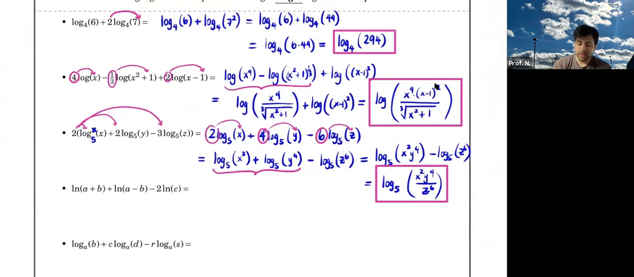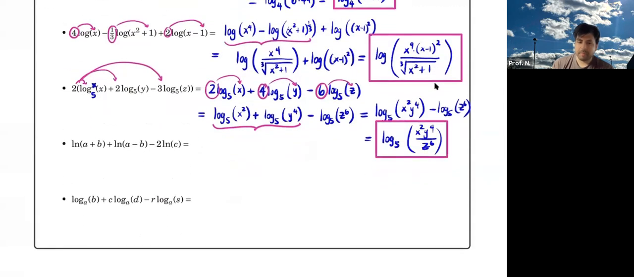Are we okay with this? Good. Makes sense? Does this whole application of the product rule, the power rule, and the quotient rule make sense to you all? For the most part. Okay. Great.